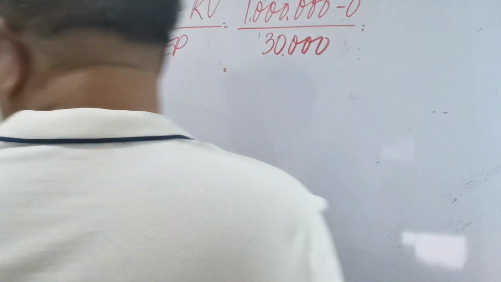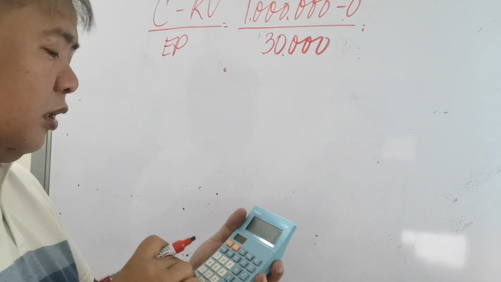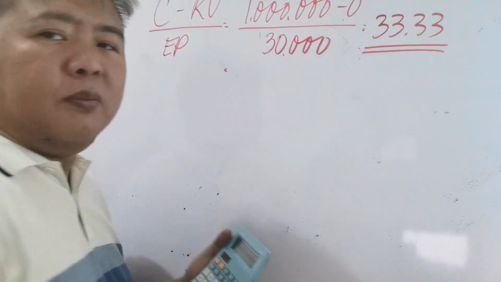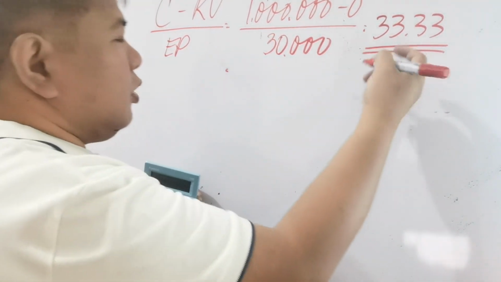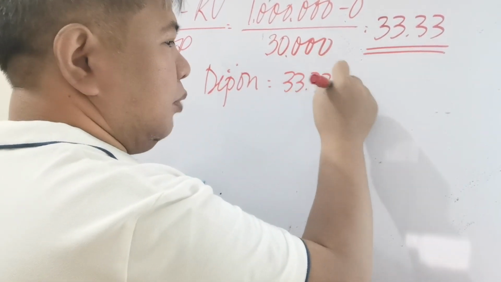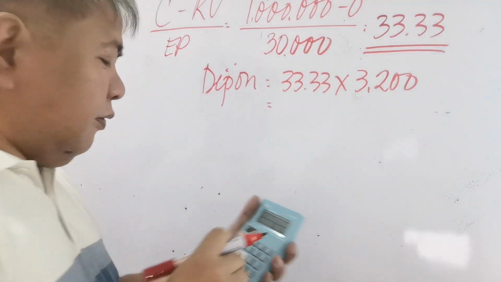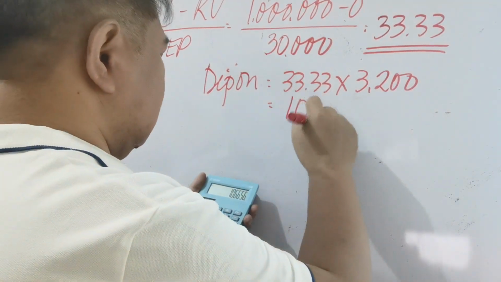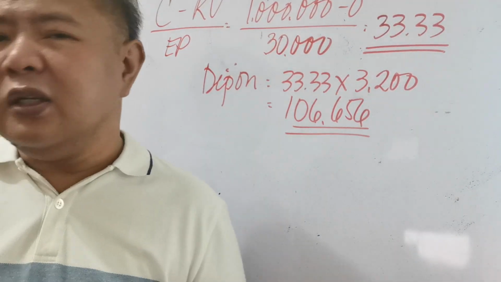And so therefore, our depreciation per unit of output will be 1 million divided by 30,000. That would be 33.33. So this is our depreciation per unit of output, production output. So for you to get the depreciation, you just have to multiply that with the number of units produced. So that would be how many units? Producing 3,200 units. So that's 33.33 times 3,200. That would be 106,656. So there you go for the depreciation using the output method.